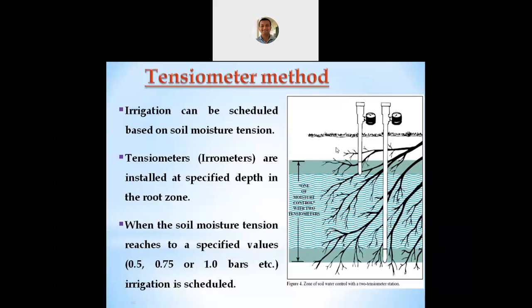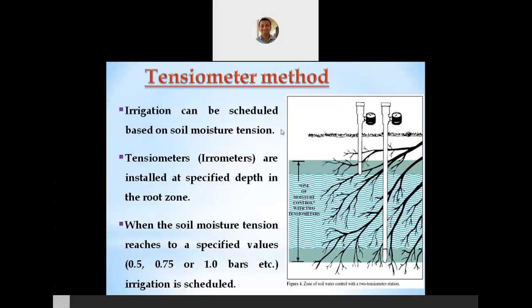So while scheduling irrigation based on this tensiometer method, we can determine when to irrigate based on some specific values corresponding to specific crops, which helps us in scheduling of irrigation. Tensiometers for this reason are also known as irrigameters, because they help us in scheduling irrigation.